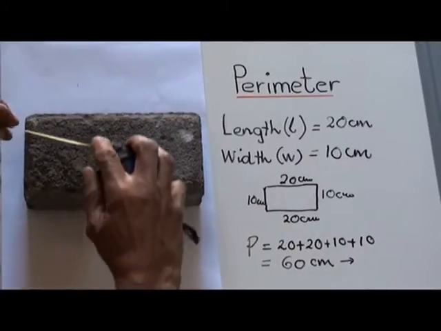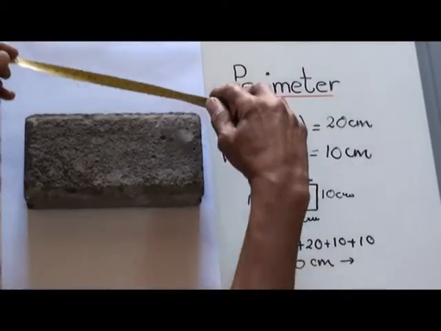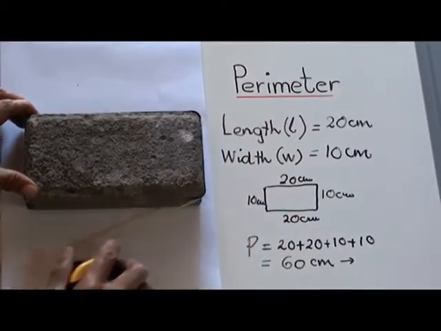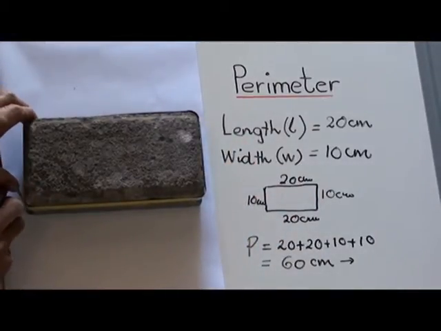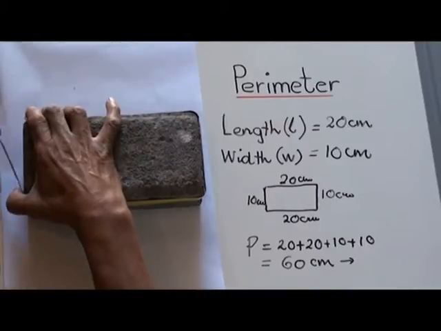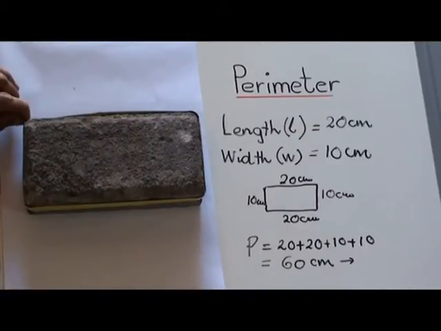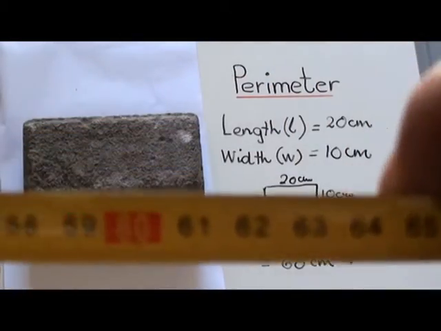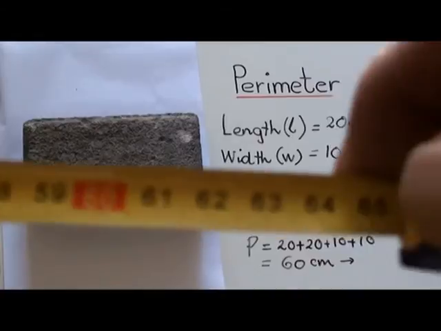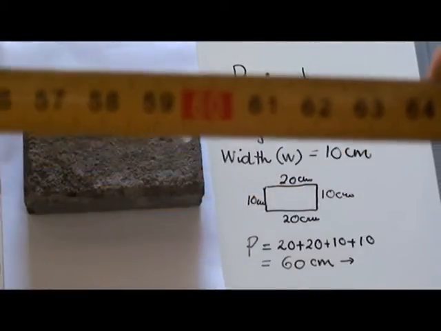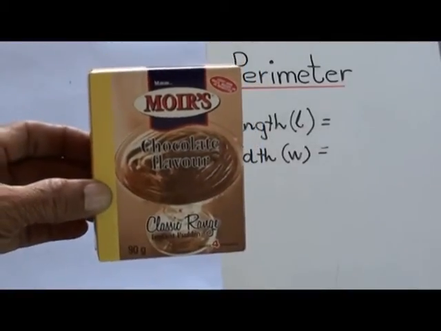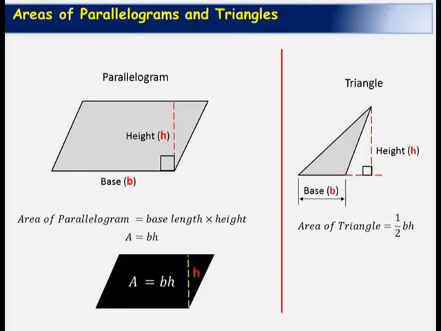This is a rough check. I'm putting my ruler like this. I can go this way, round, and then that is the perimeter. Let us see. 60. So that is equal to 60. Let us measure another shape. It's also a rectangle. Areas of parallelograms and triangles.